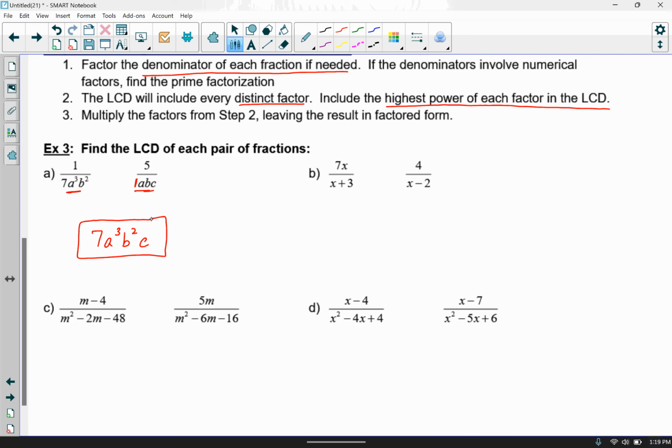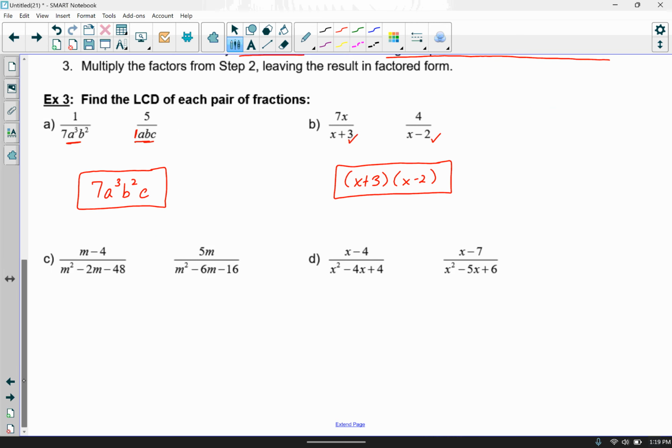All right, let's move over to letter B. Letter B, I have a denominator of x plus 3 on the first term and x minus 2 on the second term. Neither one of those can be factored any further, so if I were to get my common denominator, I would need to take that one. And then I ask myself, is there anything new and different? Yep, x minus 2 is new and different, so that would also have to be part of my common denominator. So those two terms multiplied together would be my common denominator.